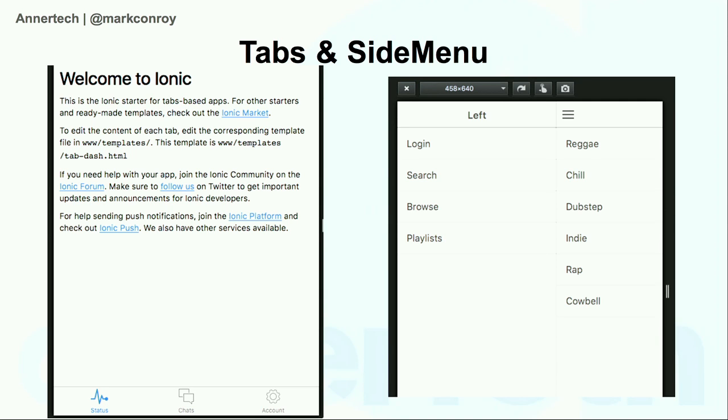If you choose side menu, you can see the items reggae, chill, dubstep, indie, rap, and cowbell. That's a default playlist list that comes with Ionic if you choose side menu. And then if you click the hamburger, the left slides across, and you can see that you get login, search, browse, and playlists menu items.